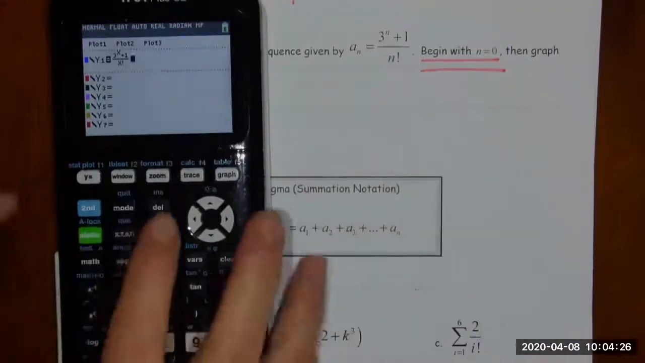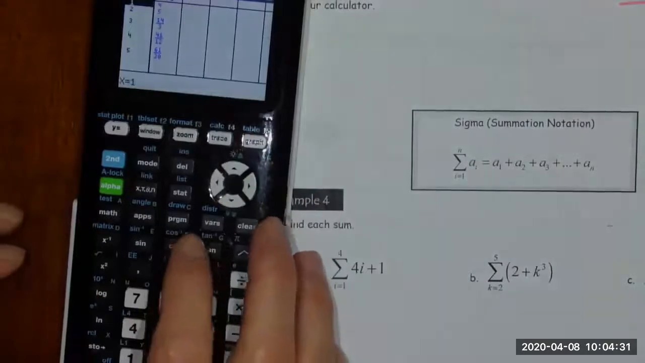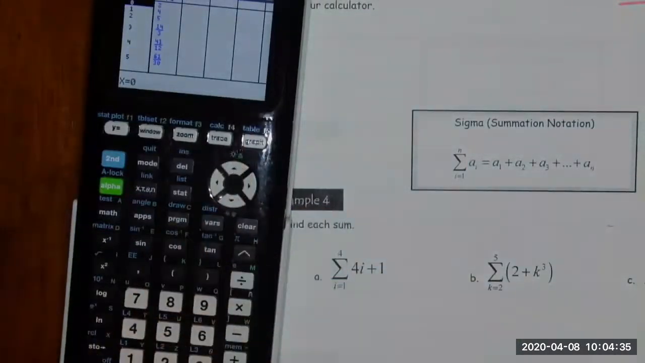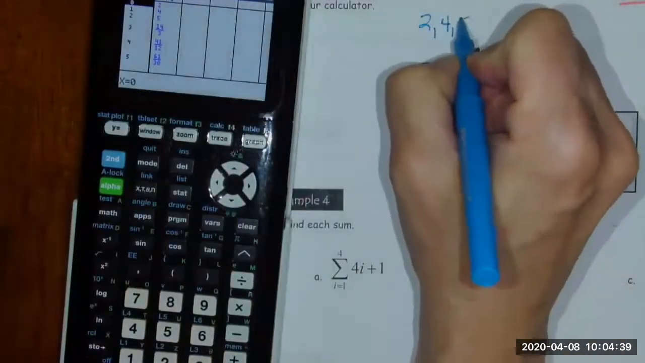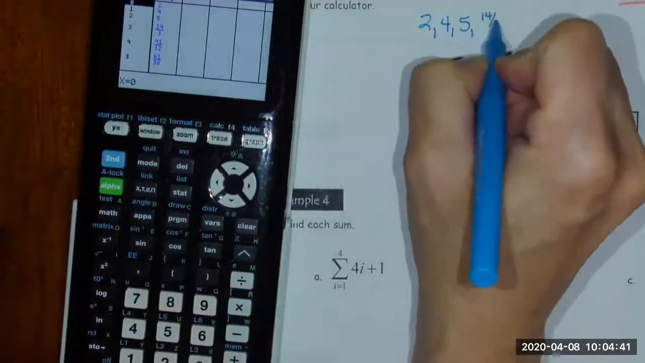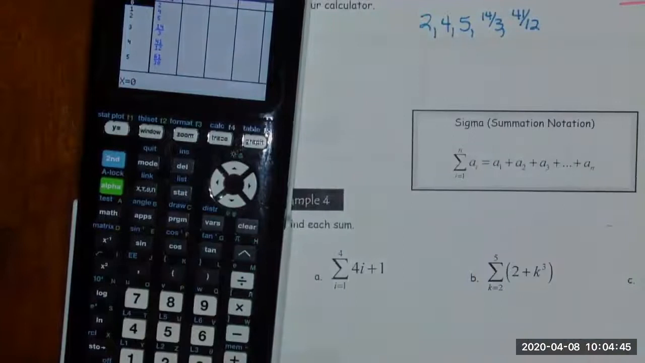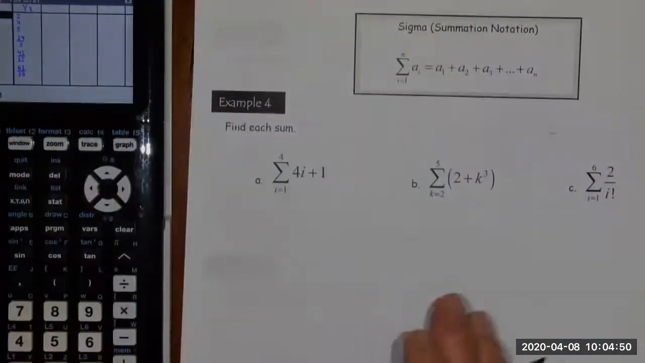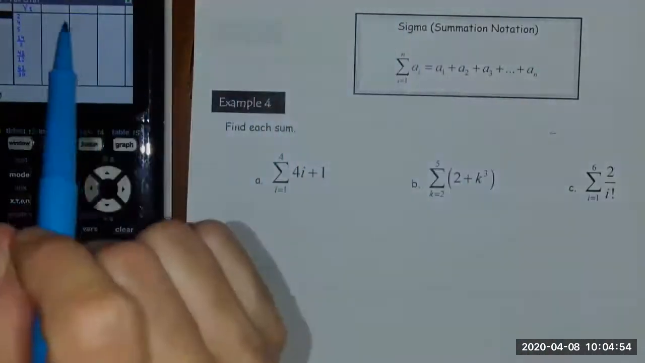Okay, so now we're going to go to the table. And this time it said to start with 0, so I'm going to scooch up to 0, and my first 5 terms are 2, 4, 5, 14 thirds, and 41 over 12. Remember, if you use the fraction, you'll get answers in fractions if you use the alpha y equals.